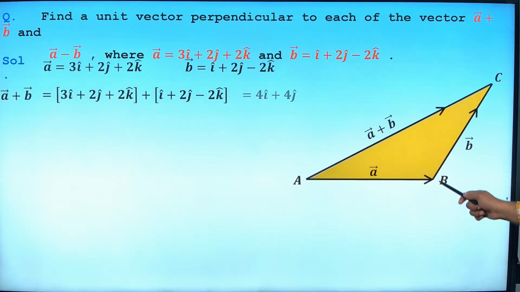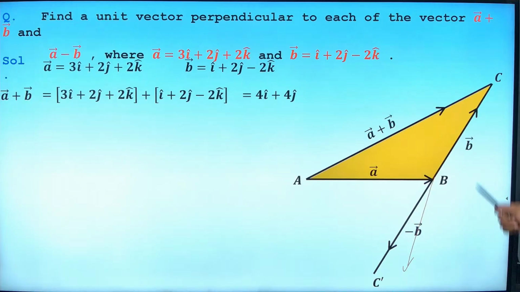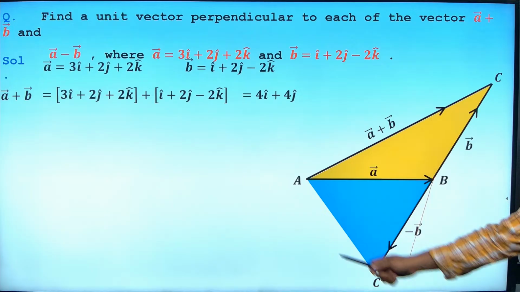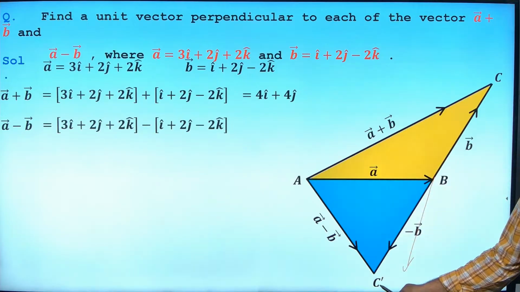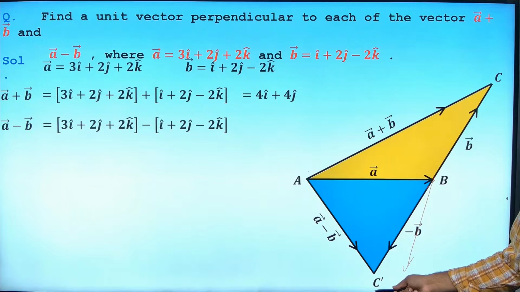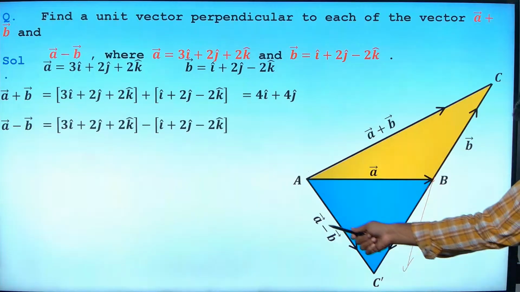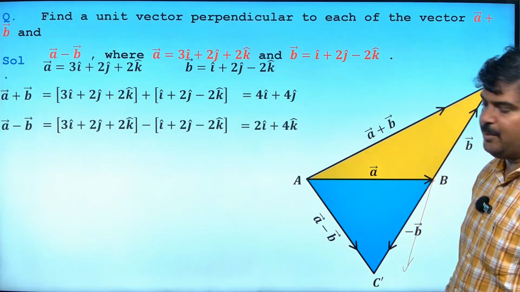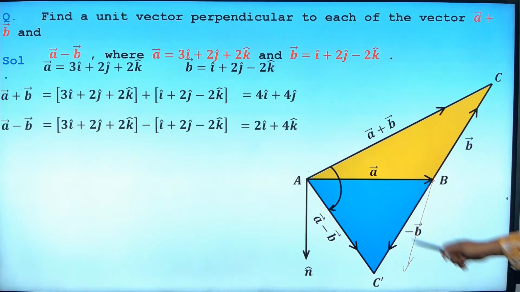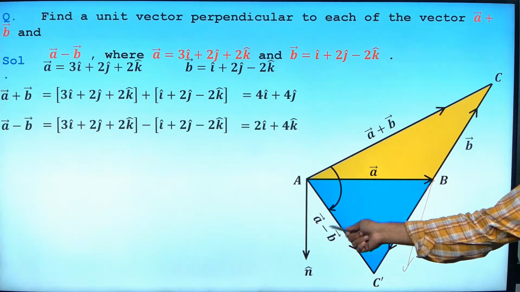And I want to find A minus B. To do that, I'm going to extend my B vector in the opposite direction. Why, sir? Because B is this way and minus B will be in the opposite direction. Now by joining these two, what will I get, guys? Here, A minus B. Because B is already negative, it will become A minus B. Anyway, we will write the IJK vectors there. Why is this needed? Now you see, I know the angle between the A plus B vector and the A minus B vector, that's going to be like this.